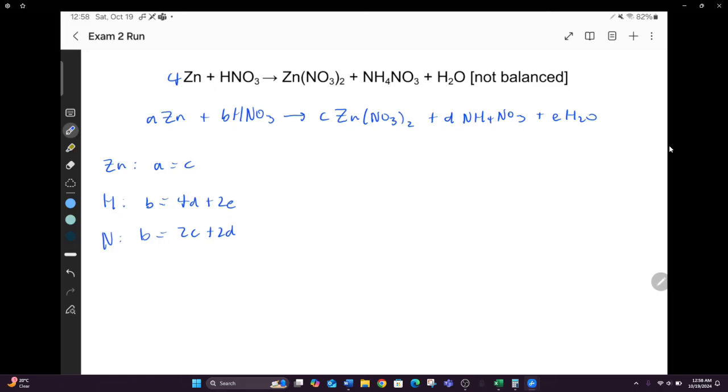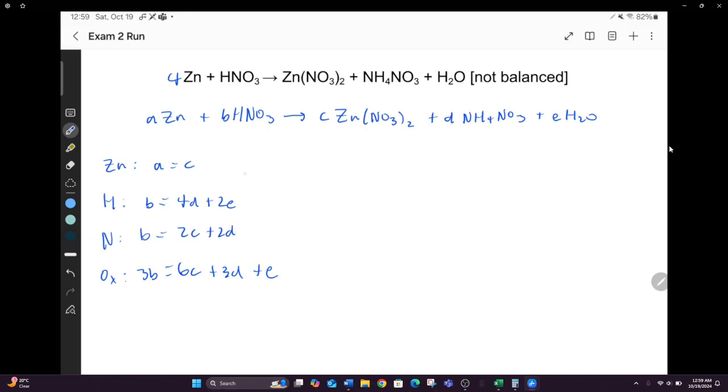And last but not least, we have our oxygens. For oxygen, I'm going to write "ox" so you don't confuse it with a 0. We have 3 oxygens here, so 3B equals, we have 6 oxygens here, so 6C. We have 3 oxygens here, so 3D. And we have 1 oxygen here, so plus E.